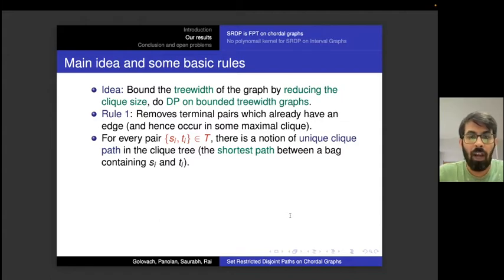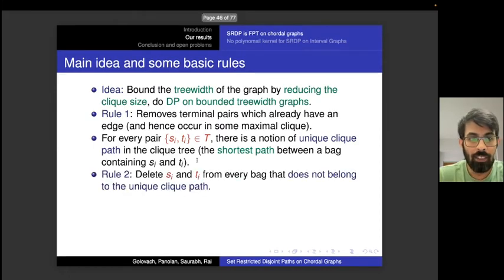So we find a unique path of minimum length in the clique tree between the bags which contain s_i and the bags which contain t_i. There are some bags which contain s_i, and some bags which contain t_i. We look at the shortest path between these sets of bags, and it is going to be unique because these sets are connected in the tree, by the connectivity property of the tree decomposition.